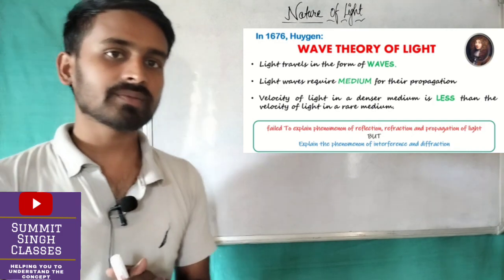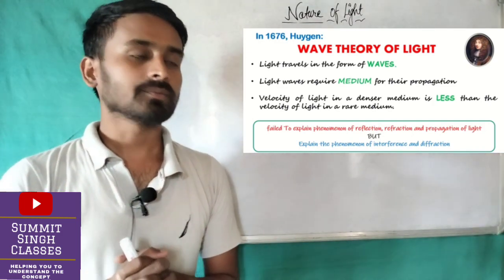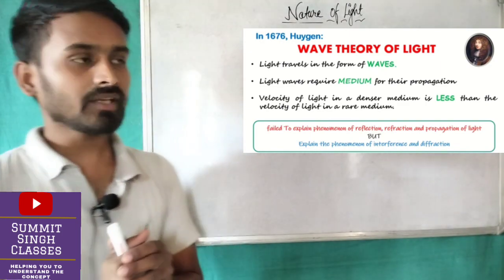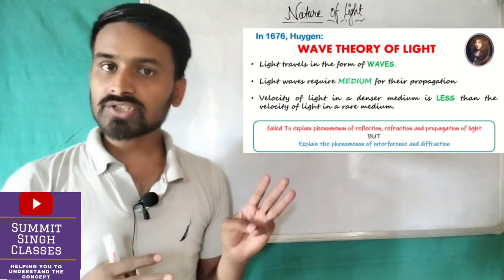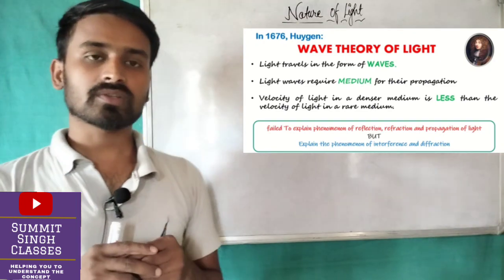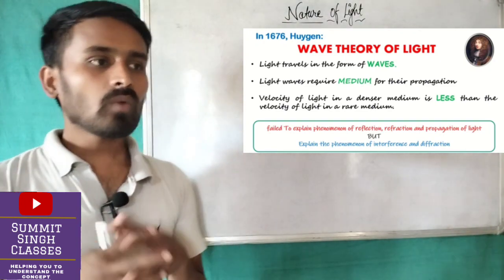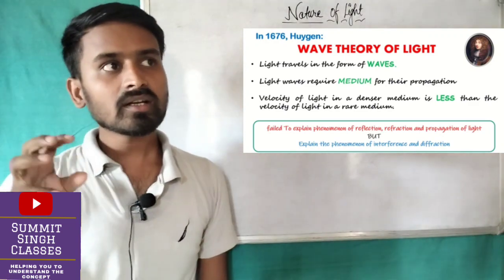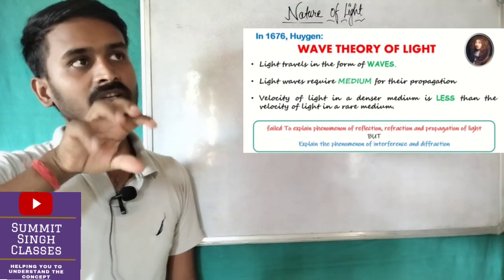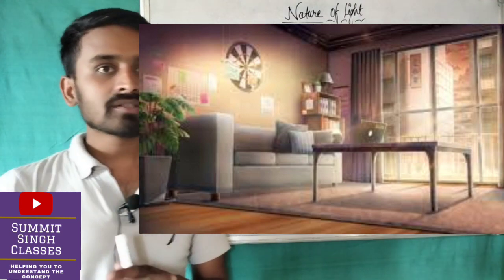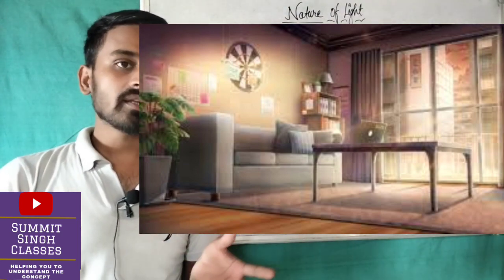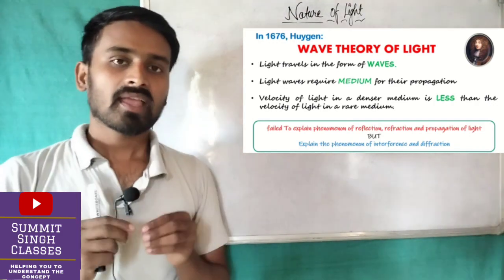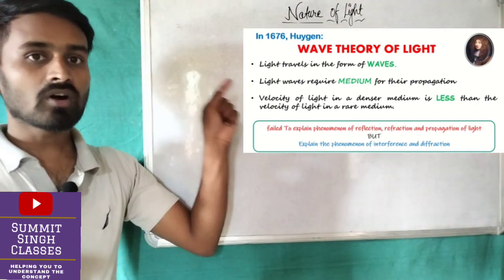As you know, this theory was given in 1676 by Huygens. According to this theory, three statements were given. The first statement was that light is produced in the form of waves. Why? Because he noted that in the daytime, whenever sunlight comes into a room, it spreads in every direction. It means the light is not going in a straight line only, but in every direction. That's why he said the very first statement: light travels in the form of waves.